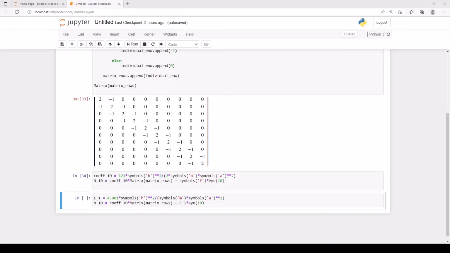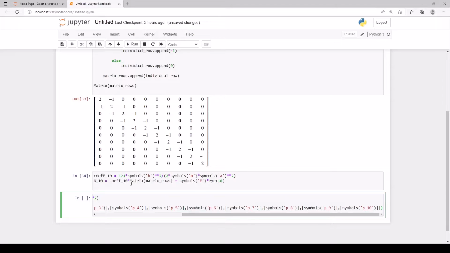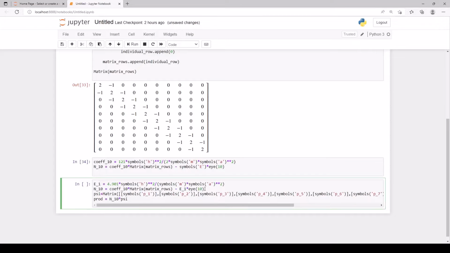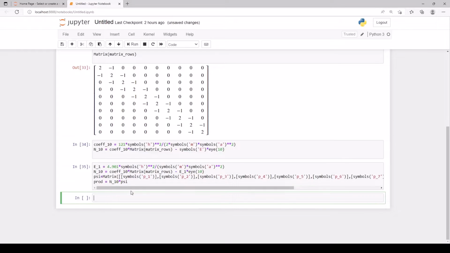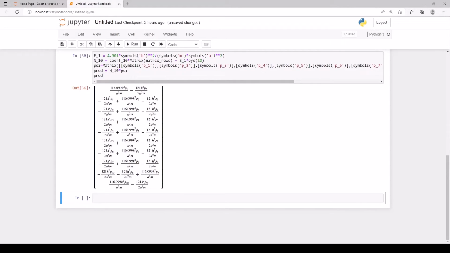Next, I want to multiply this by my psi vector. So in this case, psi is going to be a 10-row vector. I am lazy and I don't want to write a for loop for that, so I'm going to brute force it by just writing out, using SymPy, the matrix P1, P2, P3, P4, P5, P6, and so on. And next, I'm going to take their product. So I do product is equal to n10 multiplied by psi. So this is going to give me my system of 10 equations. If I run this, I'm going to get, oh, I forgot to print it. If I run this, I'm going to get this product.